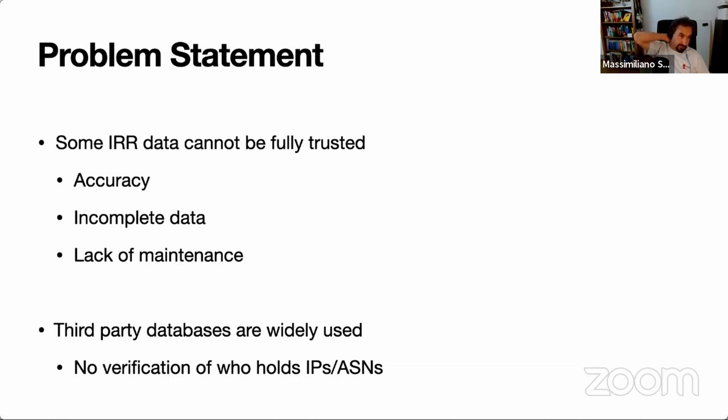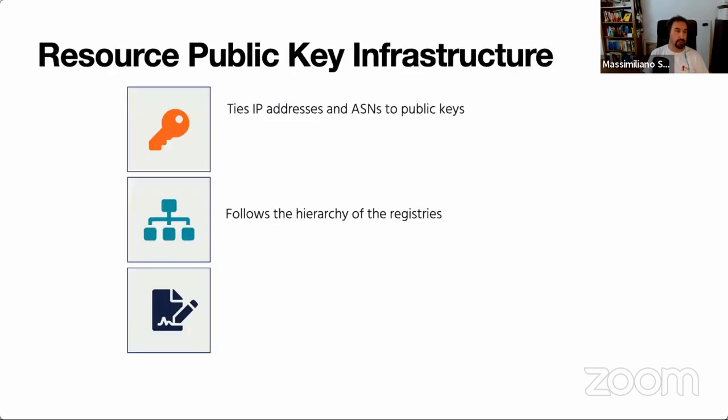So there are countries that are like this. And then I mentioned it already, that there are databases, RADB, AltDB, where there is no verification of who holds the IP addresses or the autonomous system numbers. So for this reason, there is RPKI, the Resource Public Key Infrastructure, where it ties IP addresses and ASNs to public keys. As an addition, it follows the hierarchy of the registries, and it's data you can trust, actually. That's what should be written there.